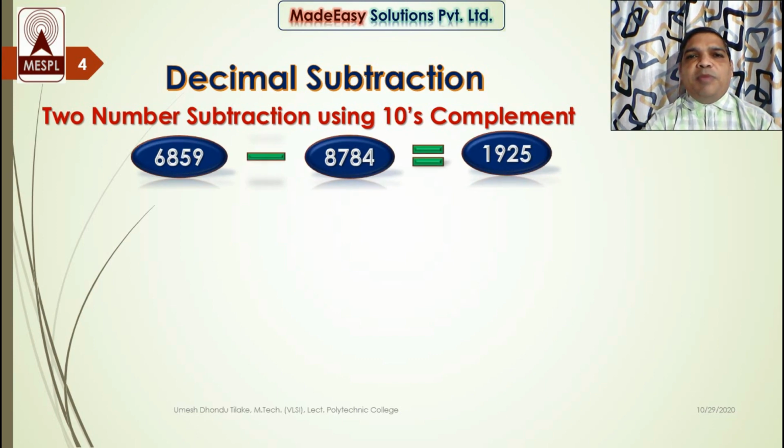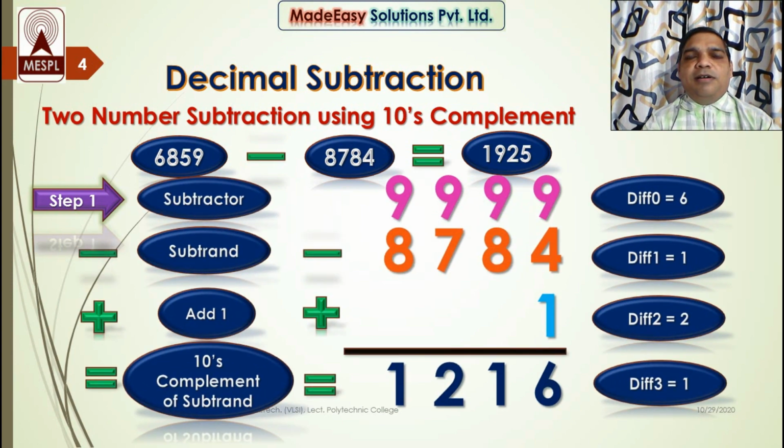If you remember, the same example I had considered in the previous 2 video lectures. Here my subtractor is 6859, which is less than my subtrahend, that is 8784. But as we have seen in the previous video lecture, that is subtraction using 9's complement, we get the difference 1925. So here in this case also we must get the result 1925. So let's check. My step 1 is to find the 10's complement of the subtrahend. That means I have to find the 10's complement of 8784, which we have just seen in the introductory slide. The 10's complement of the subtrahend we got was 1216.